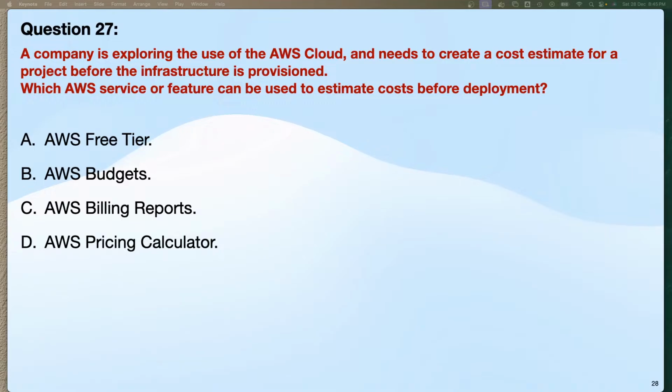If I go to question number 27, a company is exploring the use of the AWS cloud and needs to create a cost estimation. So they want to estimate the cost even before the infrastructure is provisioned. Okay, which AWS service will help here to do the cost estimation? Remember, AWS Free Tier is not a cost estimation tool. It just tells you which AWS services are free and how much is free to use during the free tier. So it doesn't help with cost estimations.